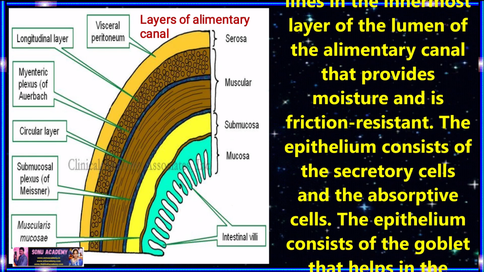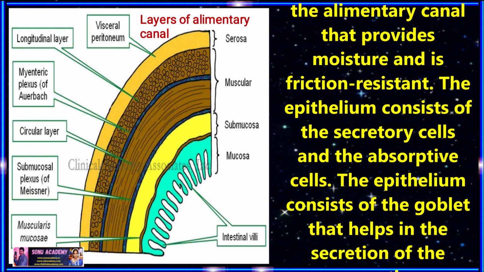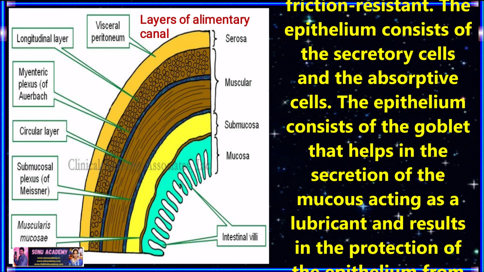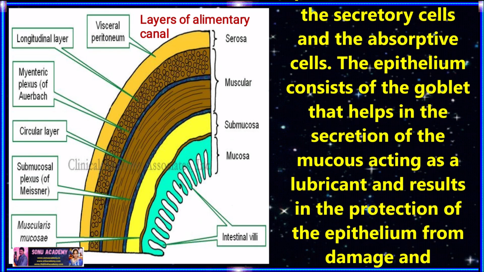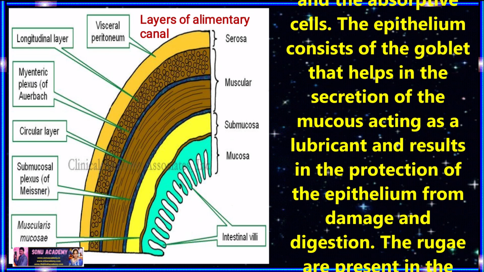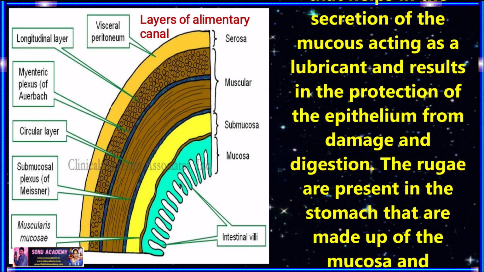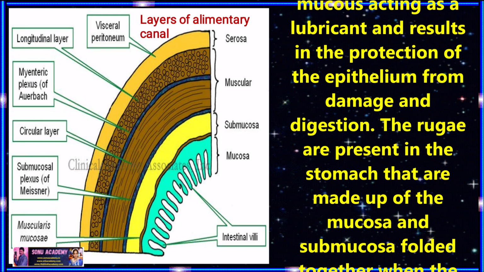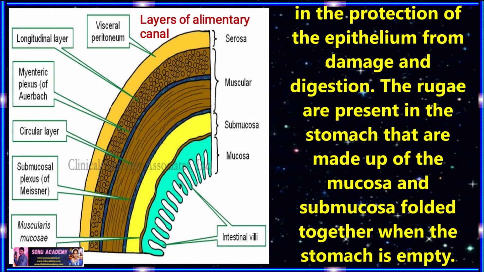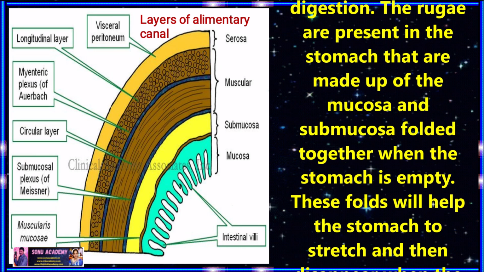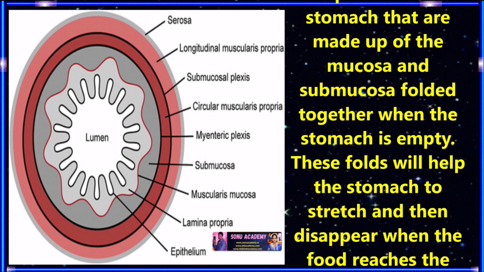Children, let us discuss mucosa. It lies in the innermost layer of the lumen of the alimentary canal, which provides moisture and is friction resistant. The epithelium consists of secretory cells and absorptive cells. The epithelium consists of globules that help in the secretion of mucus, acting as a lubricant and resulting in the protection of the epithelium from damage and digestion.